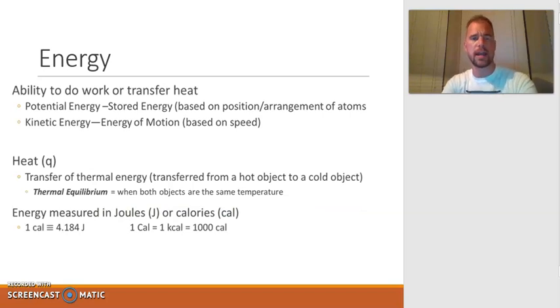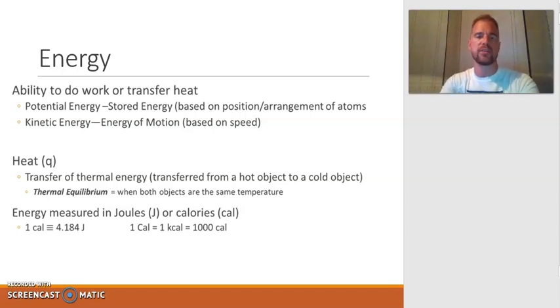All right, so we've talked about energy before. You've seen energy before. We just didn't really get into it too much. And so we're going to dive into it a little bit more now. To remind you, what is the definition of energy? It's the ability to do work or transfer heat. Now, work and heat are actual physical terms. We'll talk about that in a little bit. But essentially, energy just makes things happen.